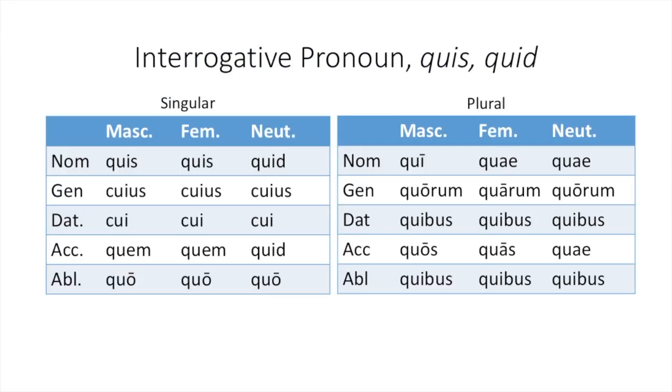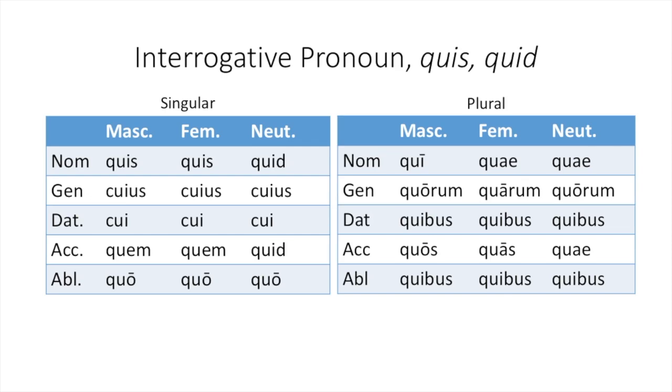Here's your interrogative pronoun, quis quid. You'll see in the dictionary entry that there's quis and then quid. Quis is the masculine and feminine form. For the singular, all of the masculine and feminine forms are exactly the same. However, I listed them in separate columns because in the plural, the masculine and feminine forms are different.